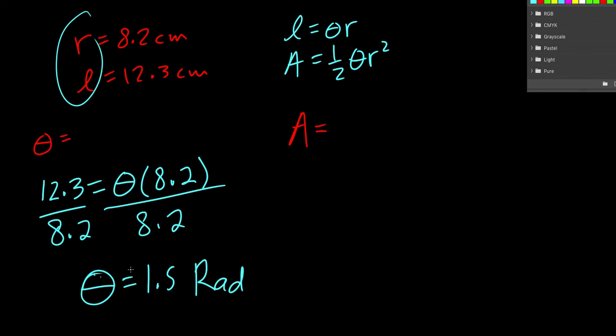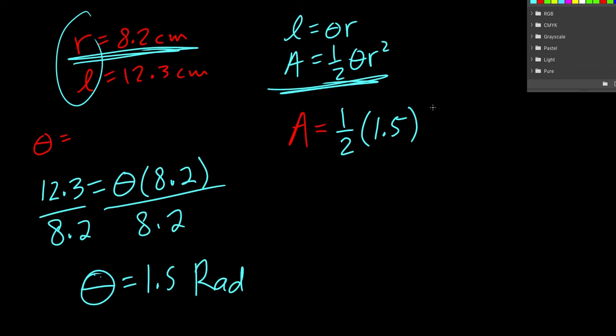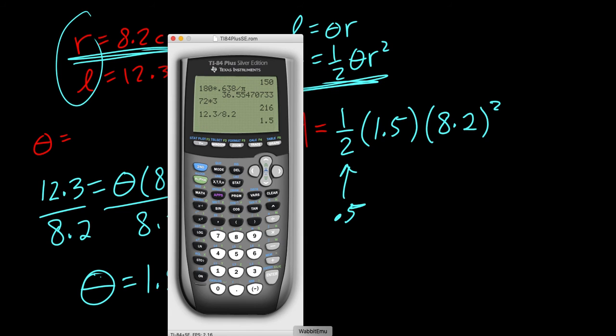Okay, now we're going to use this theta and this R in this equation. So we get 1/2. Theta was 1.5. And then R is 8.2, and we square that. Okay, I'm going to think of this just like 0.5 when I put it in my calculator. So 0.5 times 1.5 times 8.2 squared. And that looks good. Then I get 50.43.